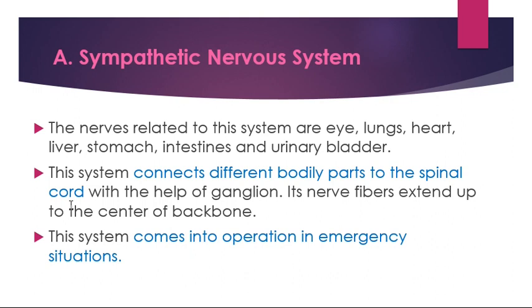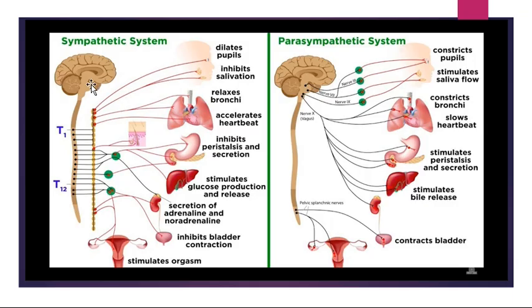This sympathetic nervous system comes into operation in an emergency situation. If life is at risk, this system functions at its full capacity. What does it do? It dilates the pupils, inhibits salivation, relaxes the bronchi, accelerates the heartbeat, inhibits peristalsis and secretion, stimulates glucose production and the release of adrenaline and noradrenaline, inhibits bladder contraction, stimulates orgasm.